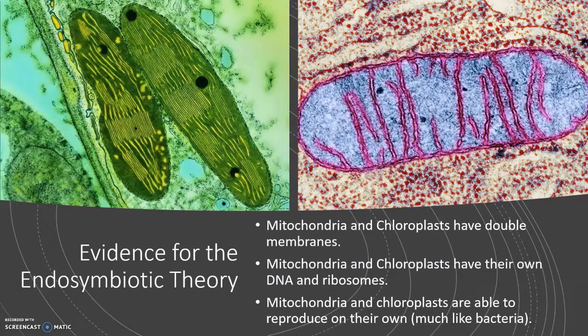And finally, mitochondria and chloroplasts are able to reproduce on their own. It looks very much like how bacteria reproduce. So these three pieces of evidence together make a pretty good case for the endosymbiotic theory to have been a very probable explanation for how we got eukaryotic cells.